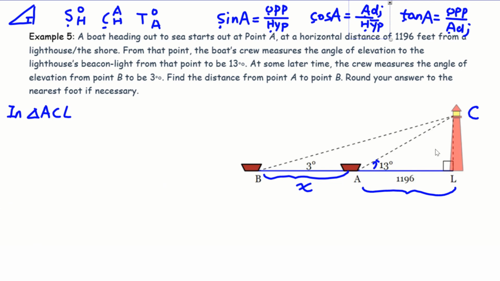And in triangle ACL, we have one angle given, so we are going to pick angle A to label this triangle. Always remember you need to pick an angle that is not 90 degrees to label this triangle by using opposite, hypotenuse, and adjacent.